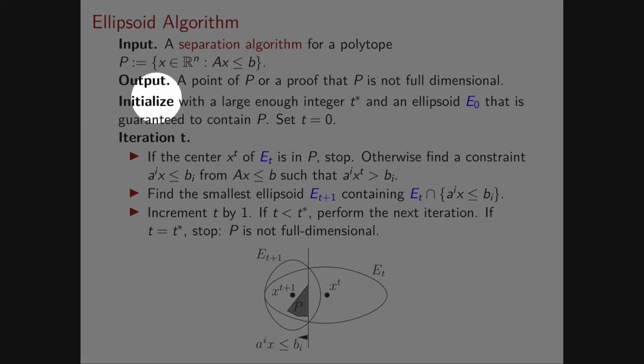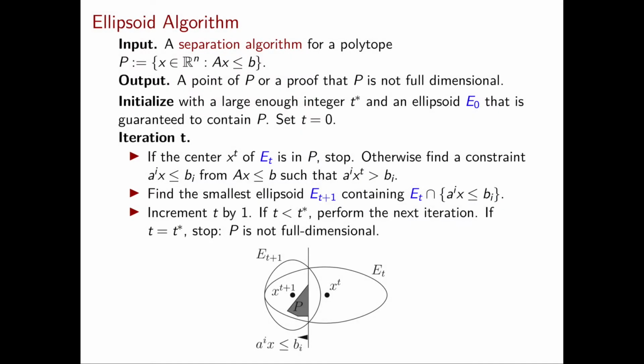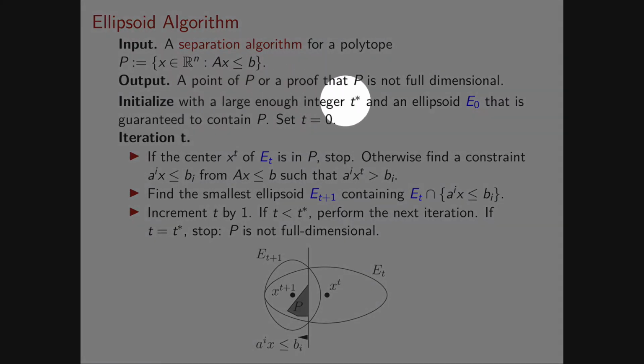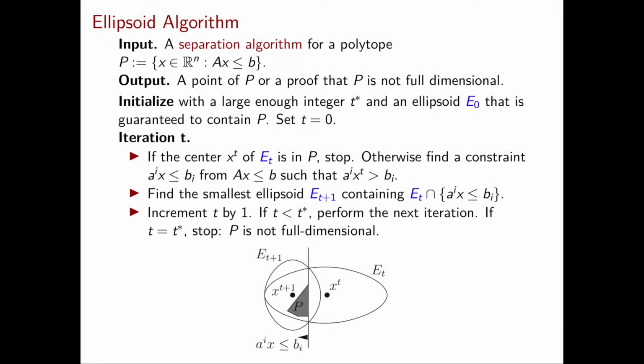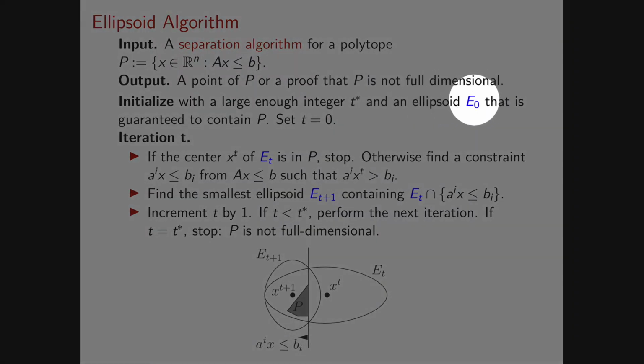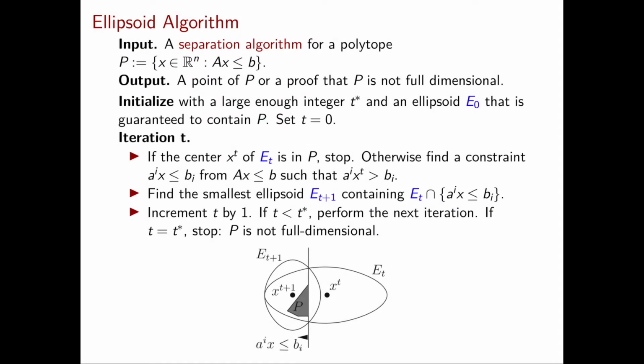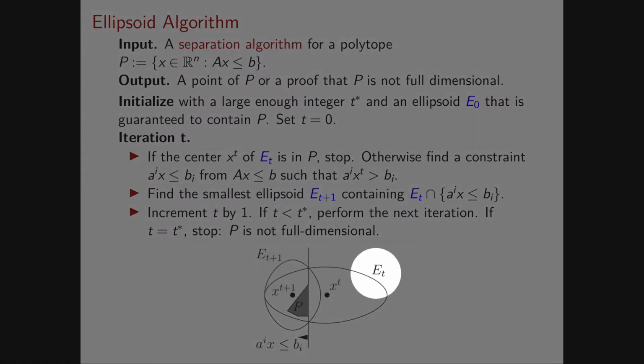In the initialization step, the ellipsoid algorithm obtains a large integer t star, which we will discuss in more detail later, and an ellipsoid E0 that is guaranteed to contain P. The number t star will be our total number of iterations, and we set a counter t, to count exactly the number of iterations, to 0. The picture below represents a general iteration of the algorithm, and as you can see, think about this Et to be exactly your E0. We have an ellipsoid here that contains your original polyhedron P.